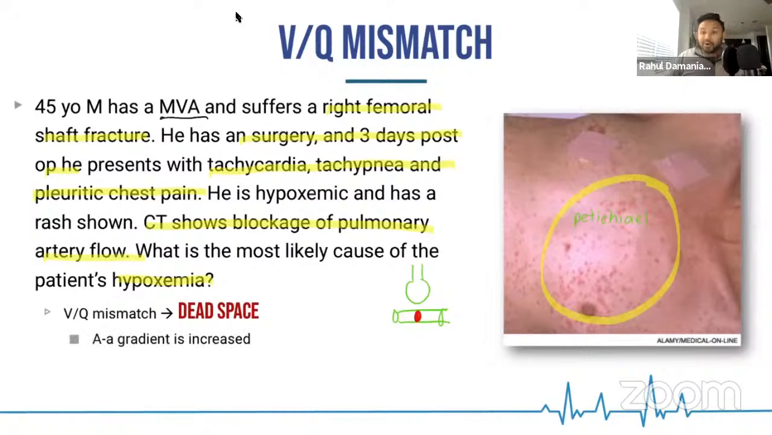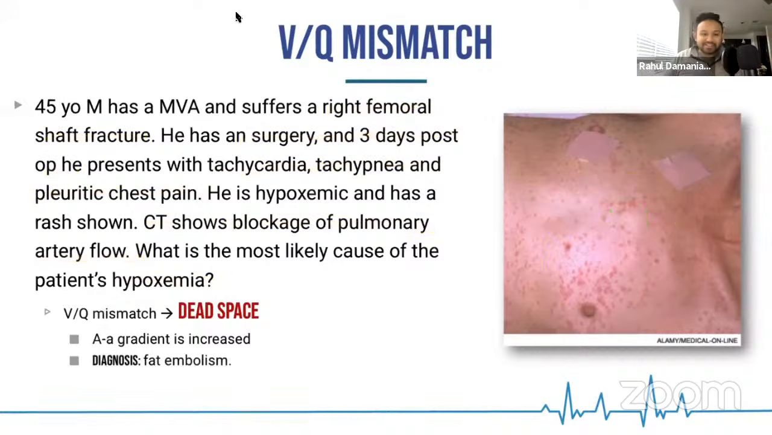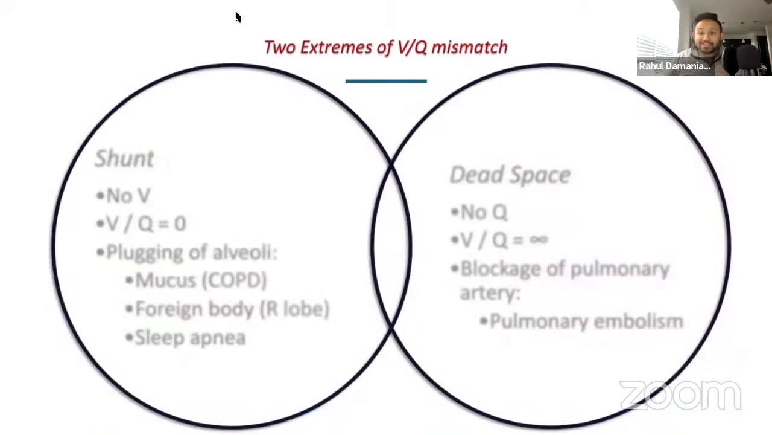What's important for us to know in this case of VQ mismatch and all cases of VQ mismatch, because the pulmonary capillary interface is compromised, you're going to have an elevated AA gradient and the specific diagnosis I talked to you about. So now let's go into two extremes of VQ mismatch, and that is shunt and dead space. Now, remember, shunt is that bronchitis patient who had that mucus plugging. And in this scenario, you have no ventilation, and thus your V to Q ratio is 0.